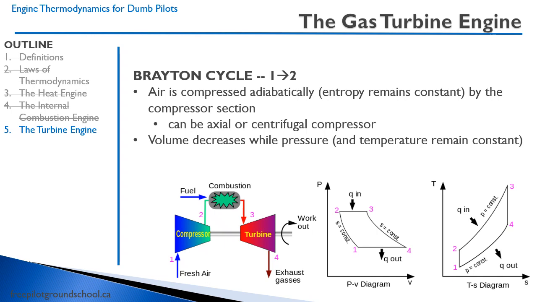So 1 to 2. In the compressor, air is compressed adiabatically. So remember the entropy remains constant. So we're going from 1 to 2. Okay, so our volume is reduced, but our pressure is increased. Because it happens adiabatically, the temperature increases, right? And the entropy remains constant.